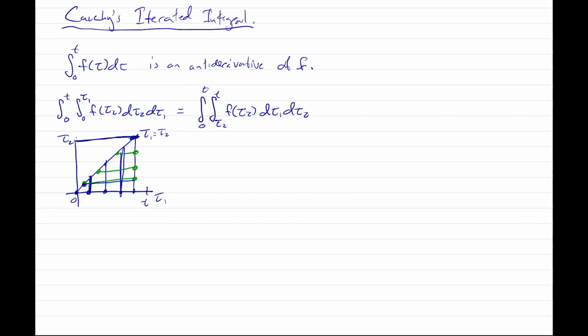And so now we can go ahead and integrate it, because notice that the integrand here for the inside depends on t2, but the variable is t1 that we're integrating with respect to. So I can just go ahead and pull it out, and I can integrate it just like a constant, and that's going to give me t minus tau 2 times f of tau 2 d tau 2.